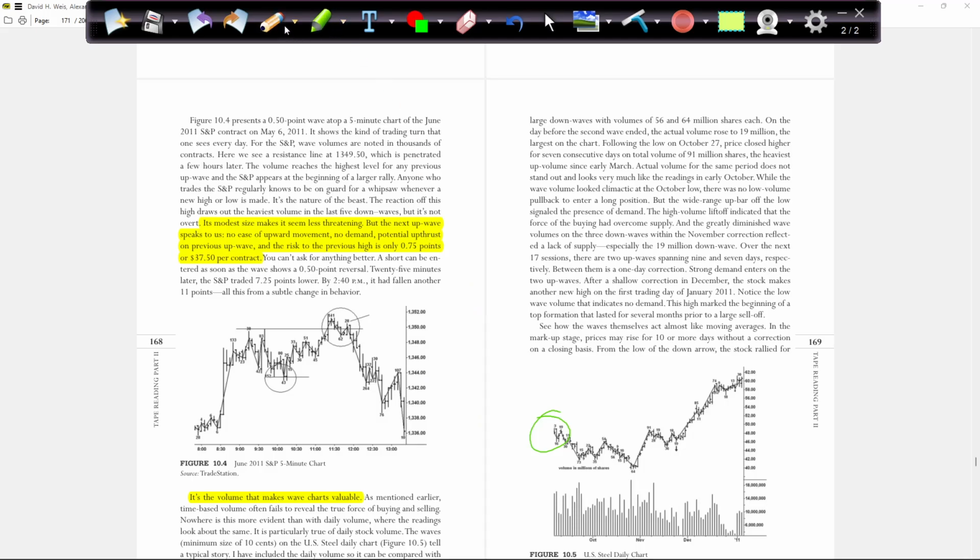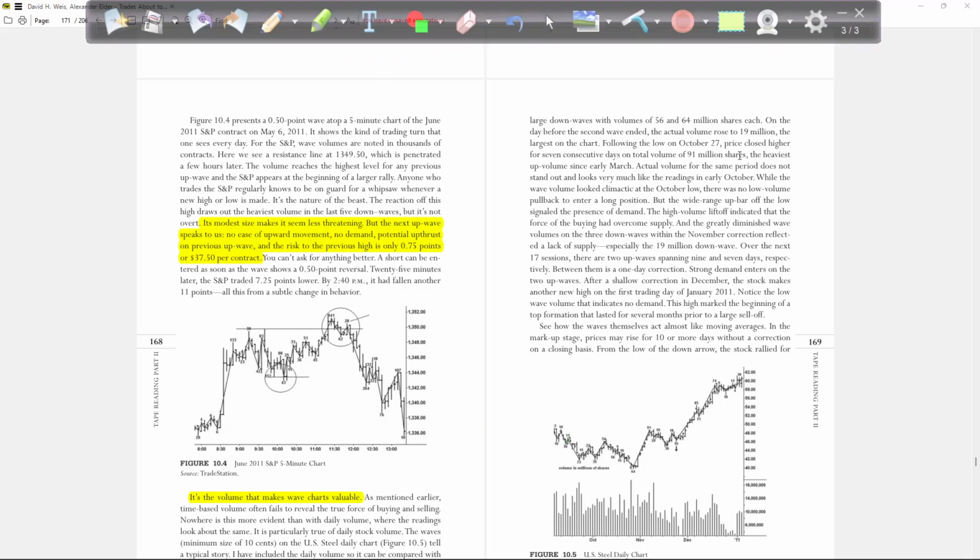So see, the heaviest up volume since early March, right? So 90 million was the heaviest volume since early March. Now the actual volume for the same period does not stand out and looks very much like the readings in early October.